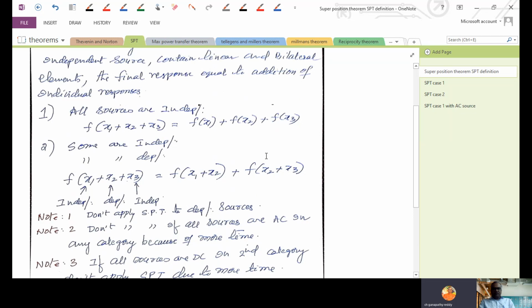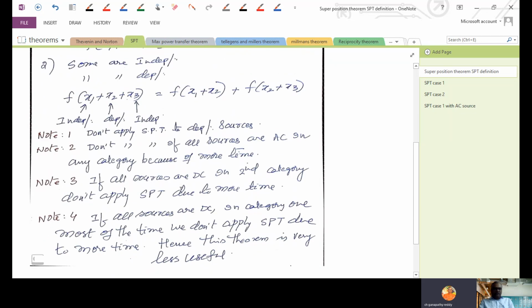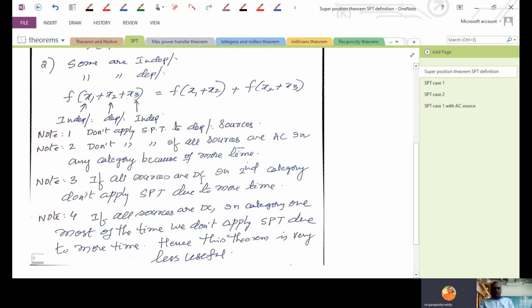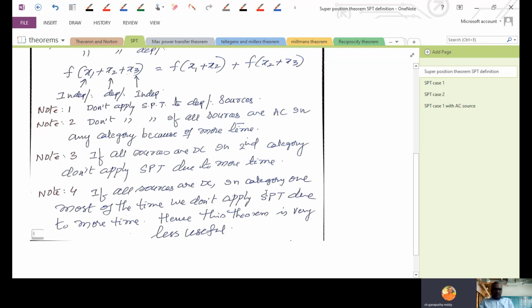This will take 5 minutes. Addition will take 5 minutes. Instead of that, keep x1, x2, x3, all three, and find straight away, it takes only 5 minutes. That's why if all sources are DC in second category, don't apply superposition theorem due to more time.